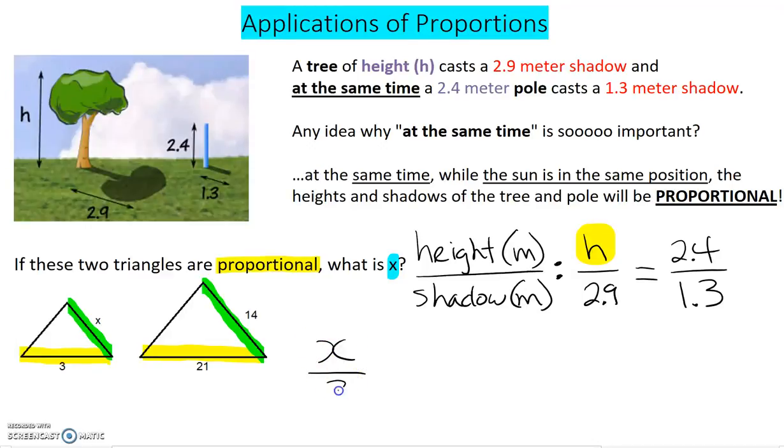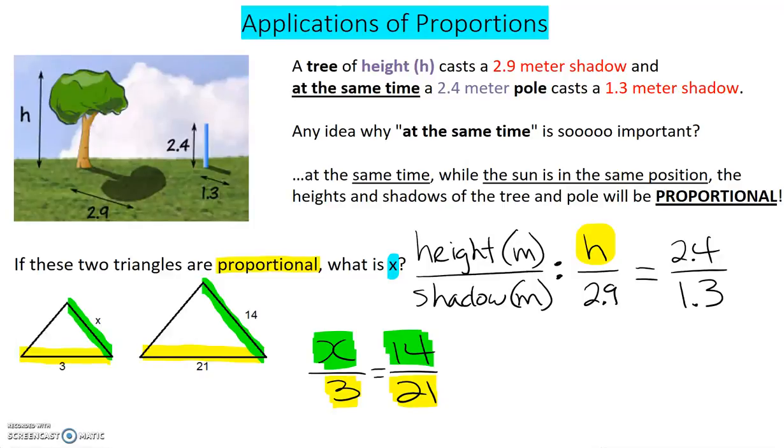So x over 3 equals 14 over 21. So you can see we put the green values, okay? That length, both of them are the numerators, and the yellow lengths are our denominators. So that's very important. That's the prep work.